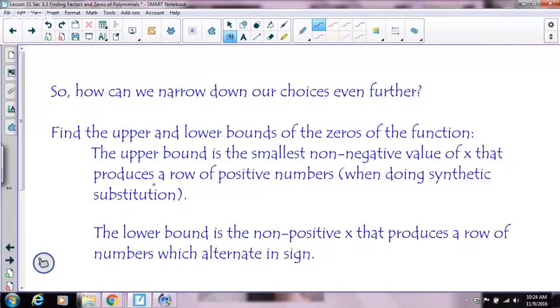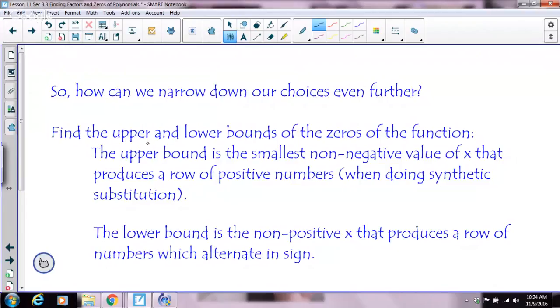Are you ready? So how can we narrow down our choices even further? I will tell you this. Y'all picked some good numbers. First block, we tried 1, 2, 3, 4, 5, 6, 7, 8 before they got it down to a quadratic. Y'all got lucky. I will tell you this. Don't avoid the fractions because you won't always get lucky. Don't avoid them. Okay.